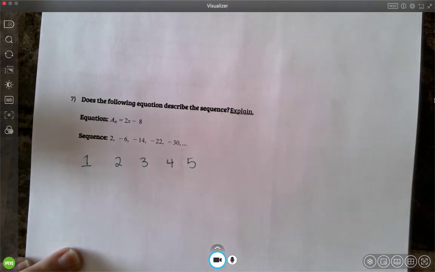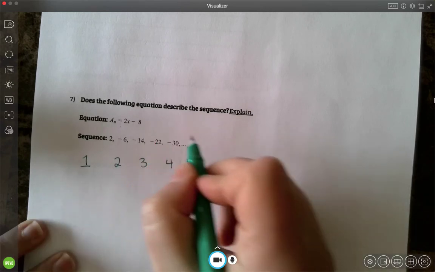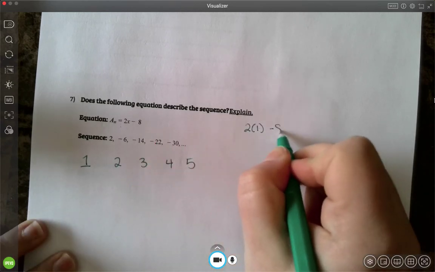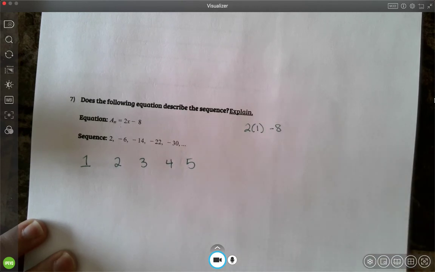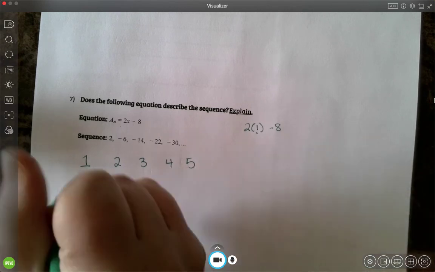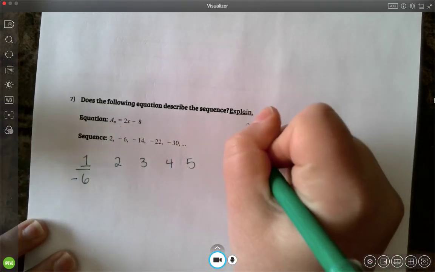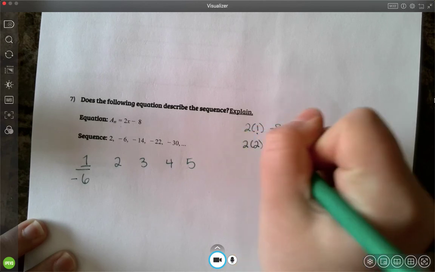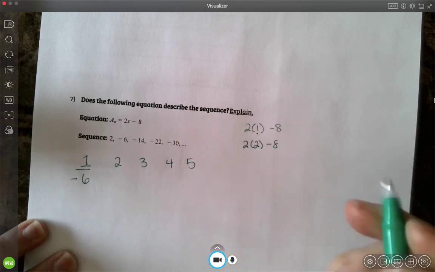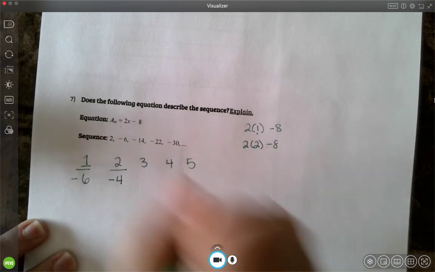And fifth term for that equation. So if I plug in 2, and then I plug in 1 to find my first term, 2 times 1 is 2. 2 minus 8 is negative 6. If I plug in my second term, 2 times 2 is 4. 4 minus 8 is negative 4.